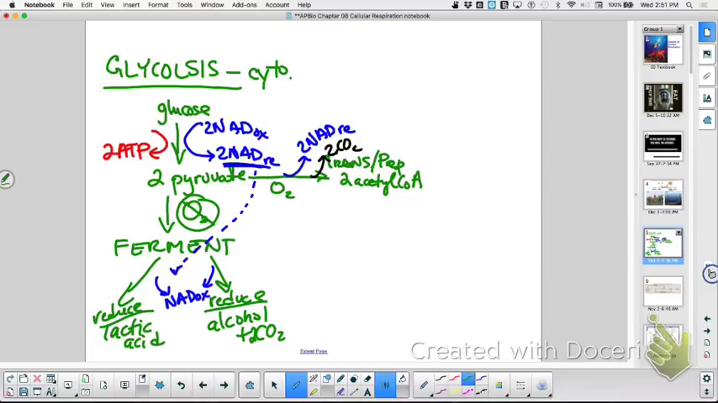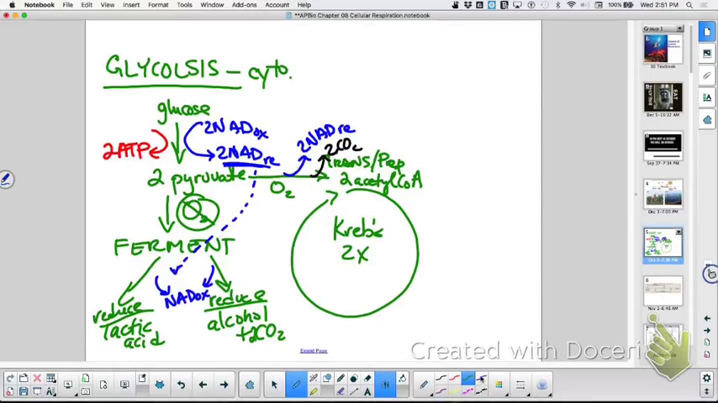If I have oxygen, I'm doing transition prep, okay? You're going to form 2 reduced NADs, 2 CO2s. What's the next step? Krebs cycle. How many times are we going to do it? Twice. Why? 2 acetyl-CoAs. Good. Each time I do the Krebs cycle, just give me the total. Every time I do a Krebs cycle, how many NADs will I generate? 3. Perfect.